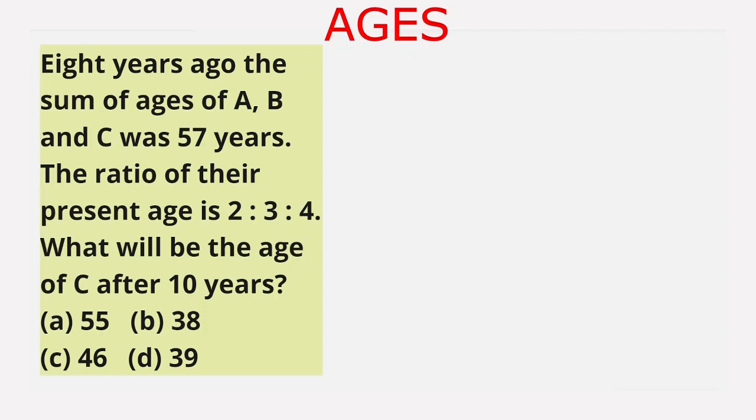And 57 plus 24 is 81 years, the sum of their present ages. Now, the given ratio is 2:3:4 and the sum of all these ratios is 9. If we divide 81 by 9, we get 9, so each part is 9. So what is the age of C? Present age will be 9 times 4, which is 36.